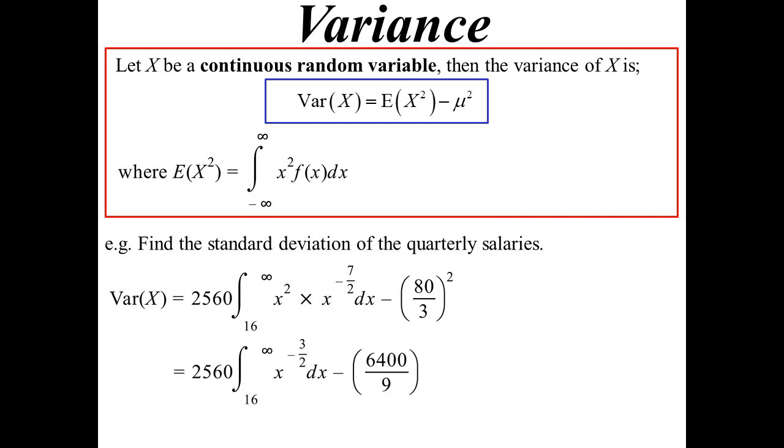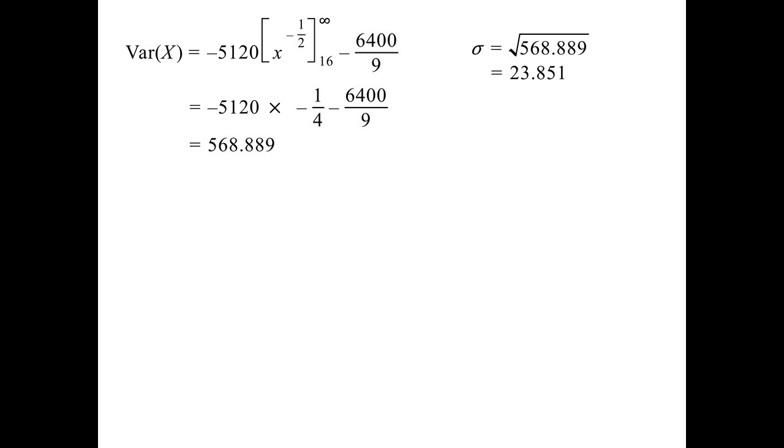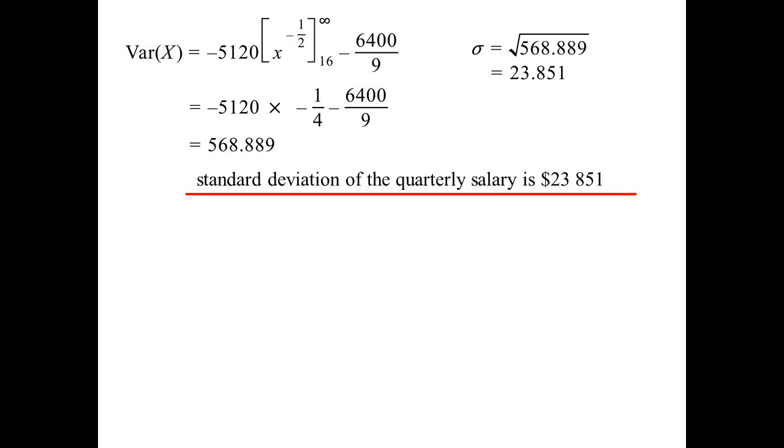And so we get x to the minus 3 on 2, add 1 to the power, over the power. Again, when we find the limit as x approaches infinity, that'll also go to 0 for the x to the minus a half. So we end up with, after all that calculation, 568.889. That's the variance. They've asked for the standard deviation, so the square root of that, 23.851. So standard deviation, 23,851. When you think about it, that's quite a large standard deviation.